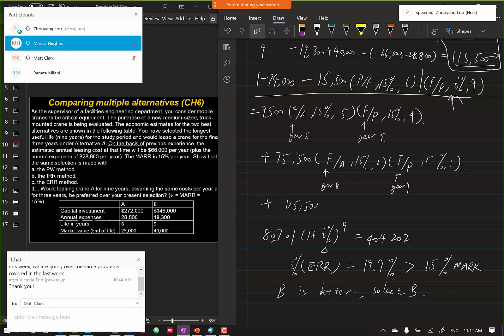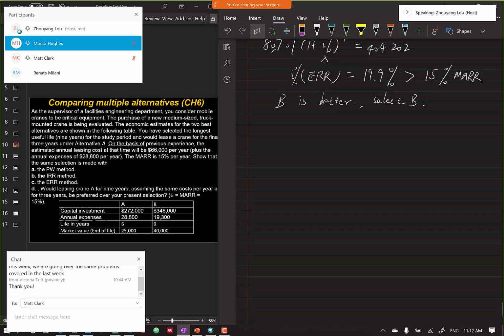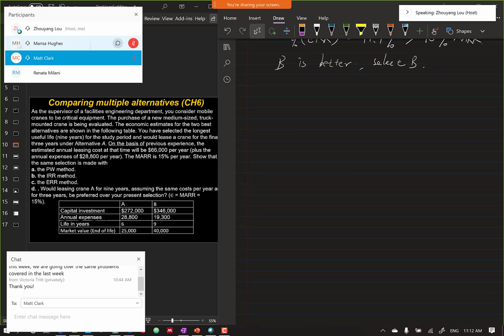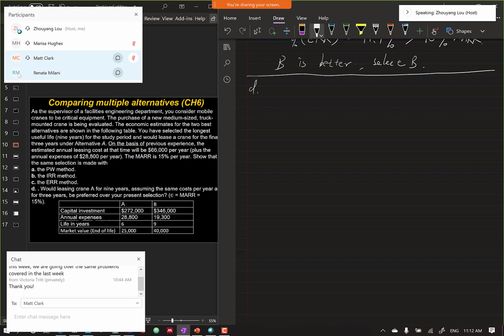Cool. Okay. And let's do the last one. So last one will be fairly straightforward, since now it's changing the scenario for A. So if we will lease the crane A for 9 years and assume the same cost per year for 3 years, which would be preferred compared to B.